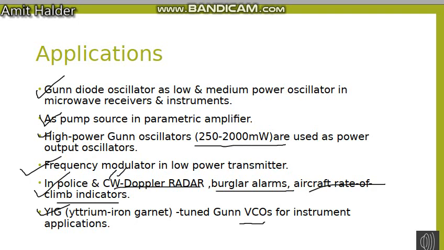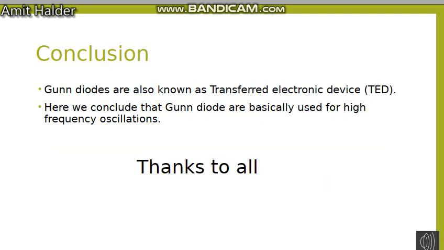The applications: Gunn diode oscillator as low and medium power oscillator in microwave receivers and instruments, as pump sources in parametric amplifiers. High power Gunn diode oscillators of 250 to 2000 milliwatts are used as power output oscillators. Frequency modulator in low power transmitters in police and CW Doppler radar, burglar alarms, aircraft rate of climb indicators, yttrium iron garnet tuned Gunn VCOs, voltage controlled oscillators for instrument applications.